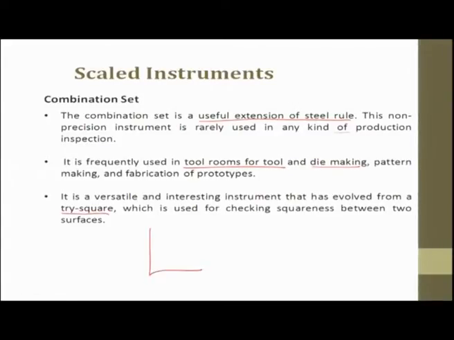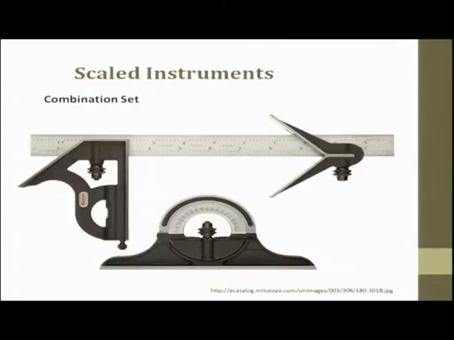What is tri-square? Tri-square is something like this. It is used for checking the squareness between two flat surfaces. This is tri-square or a T-square. People call it tri-square and T-square. So, this is what it is.